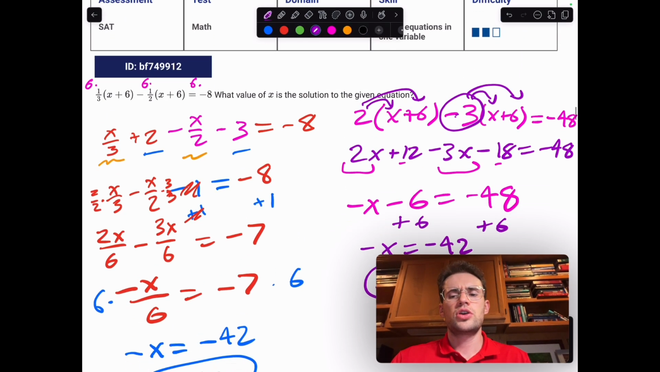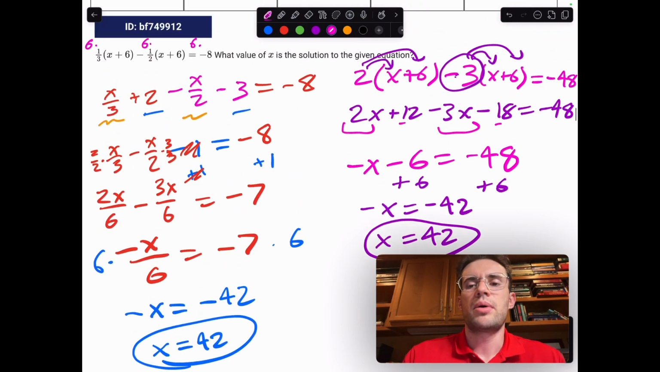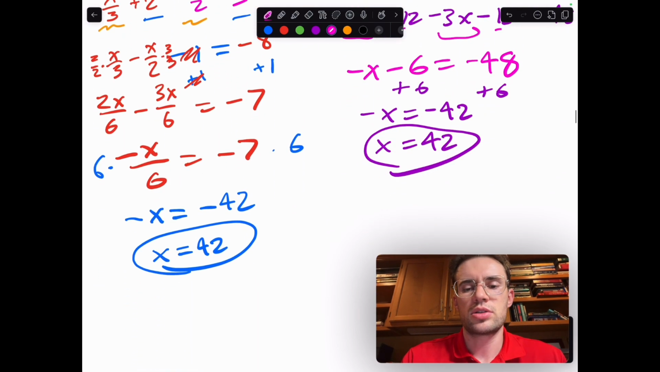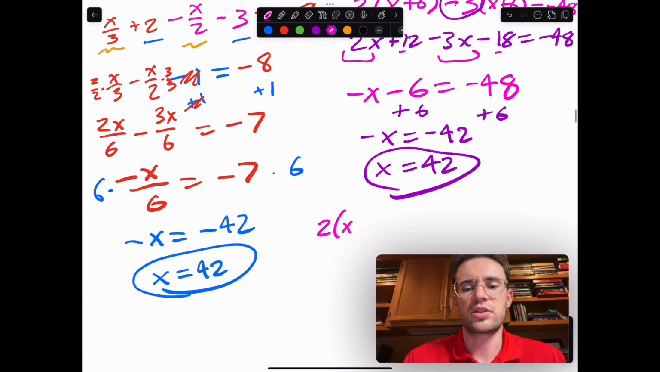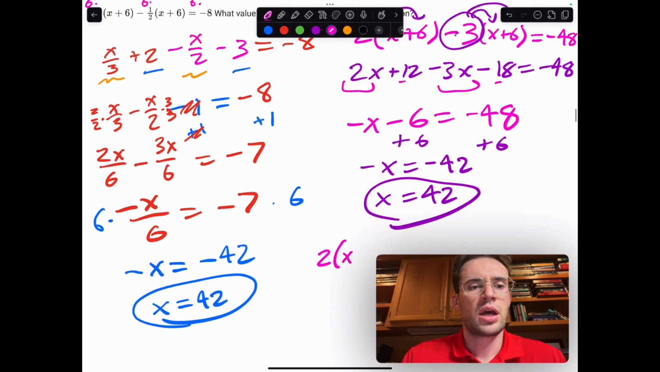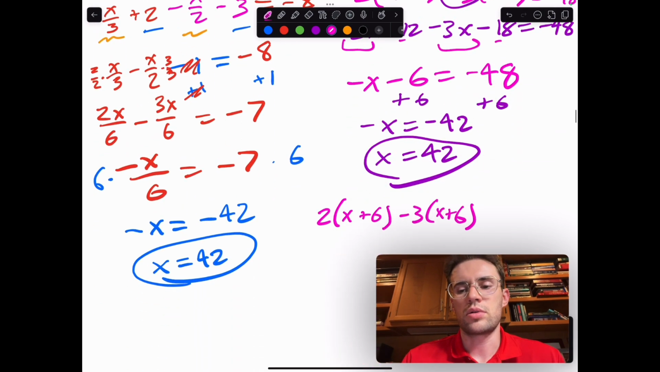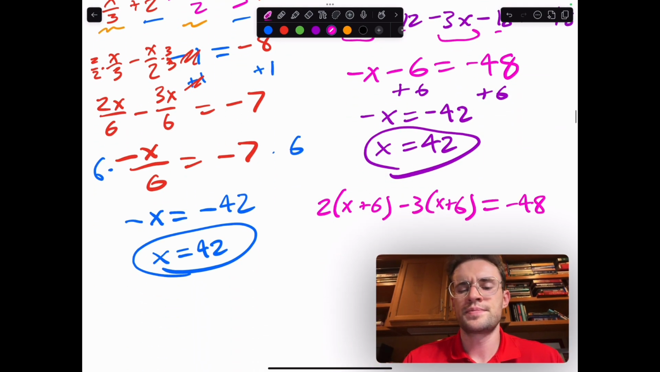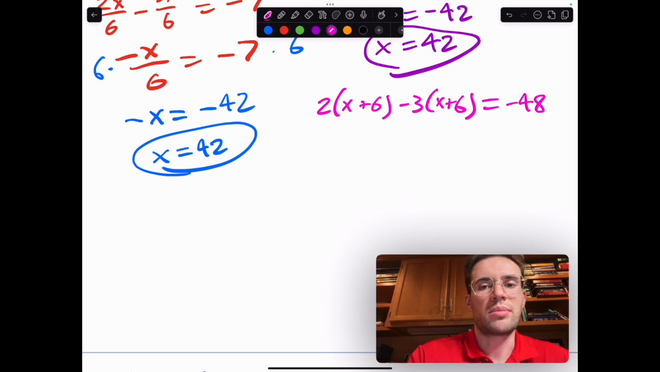The last way that you could do it, I mean, there's probably a couple other ways you could do it, especially if you're using a calculator, but especially after you've multiplied it by 6. So if you did that first step that I said, and you had 2 times x plus 6 minus 3 times x plus 6 equals -48, like that. You could combine these, like say you could call x plus 6, maybe call it y.